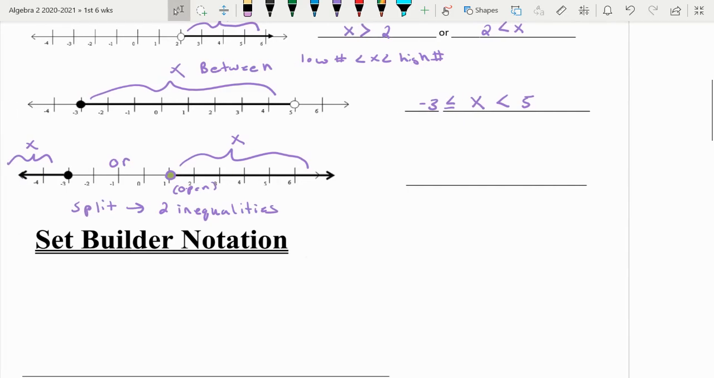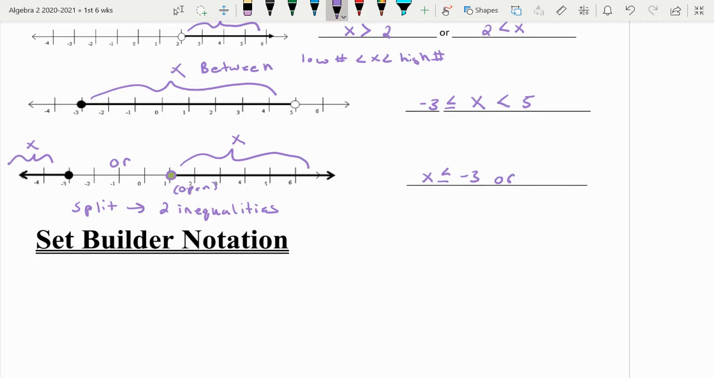We're going to write this. The x values are less than or equal to -3, or, to represent the gap, the x values are greater than 1. So you have all the x's from 1 over. No equal to bar because it's open.